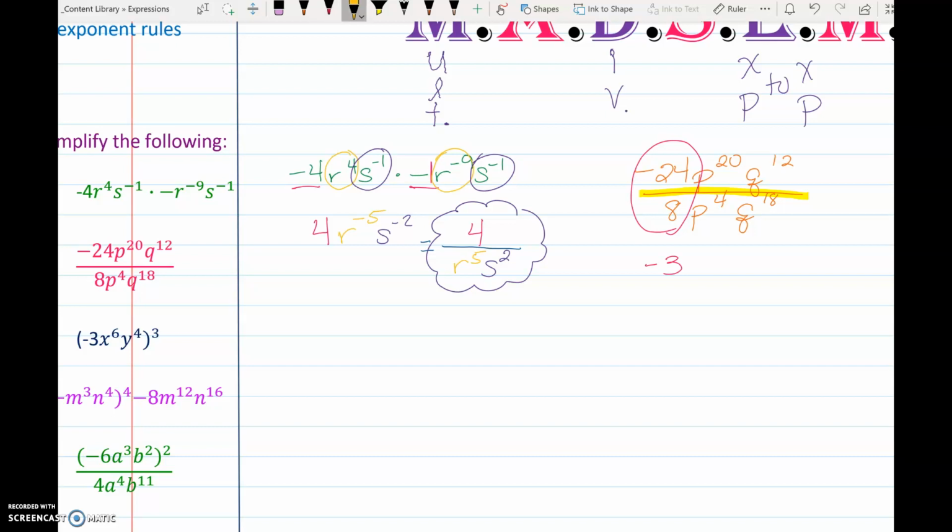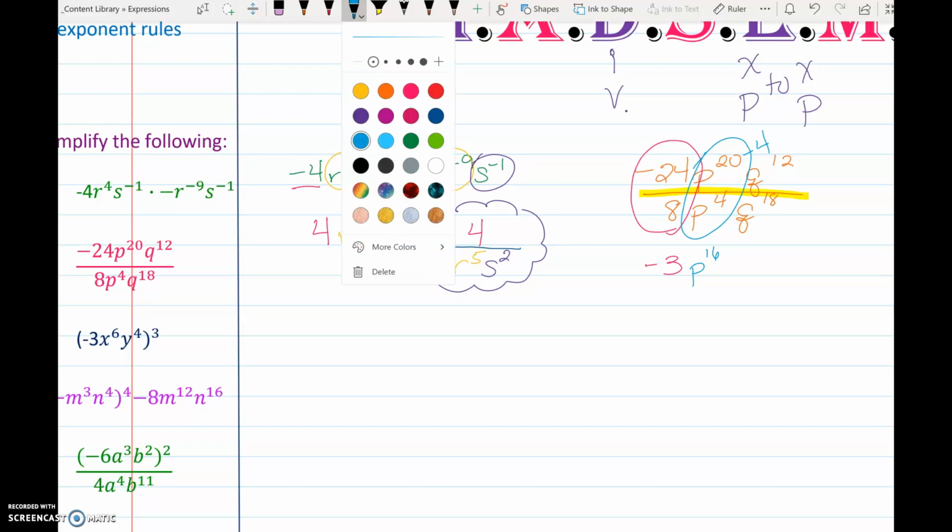And then we look at our p's. So anything with like bases. Now when we're dividing, remember, p to the 20th really means I have 20 p's in the numerator. P to the 4th really means I have 4 p's in the denominator. So if we cancel stuff out or use the subtraction rule, 20 minus 4 leaves us with p to the 16th.